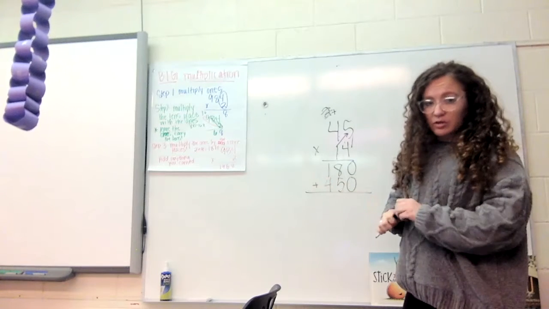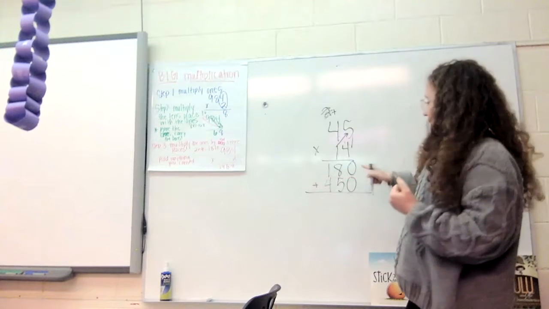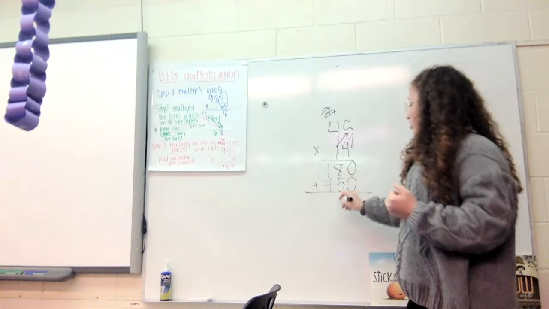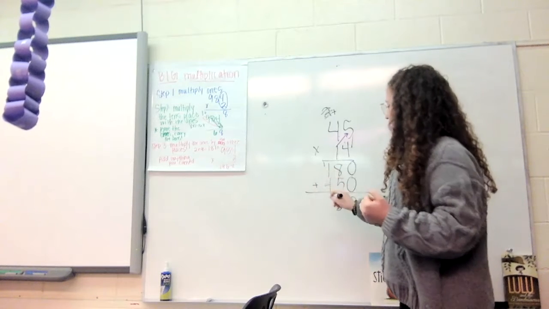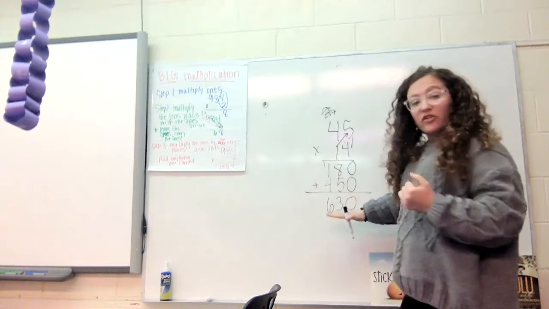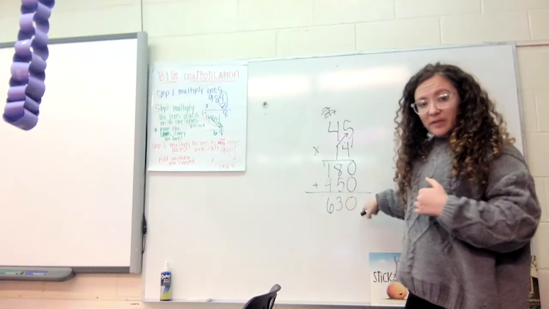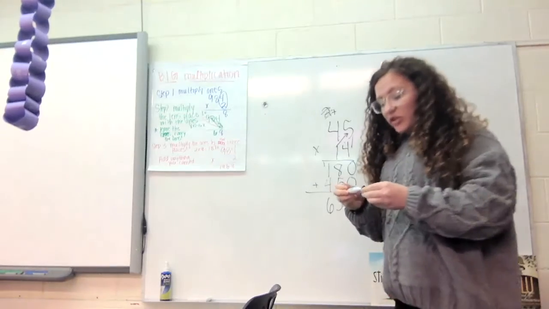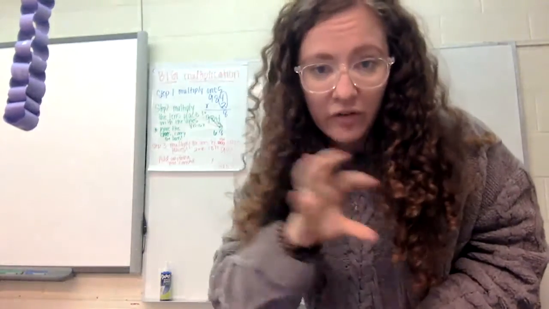Check your paper. Is that what you have? If not, go back and see where you made your mistake. Now I've got 0 plus 0, which is 0, 8 plus 5, which is 13, and then I've got 4 plus 1 plus 1, which is 6. If you didn't get 630, but these two numbers matched, you added something incorrectly, so go back and check. Okay, the next problem is 35 times 42. So hit pause, solve that on your paper, and come back when you're done.